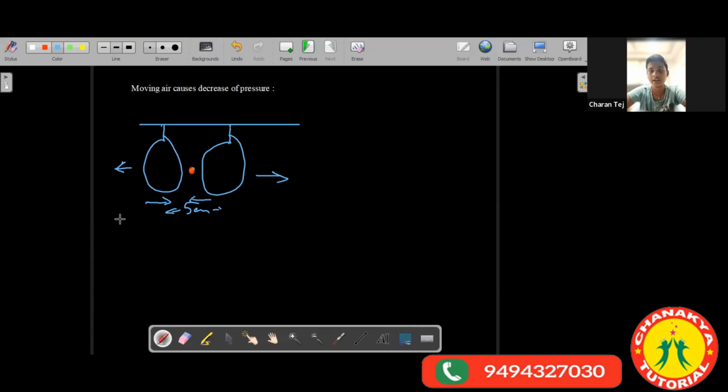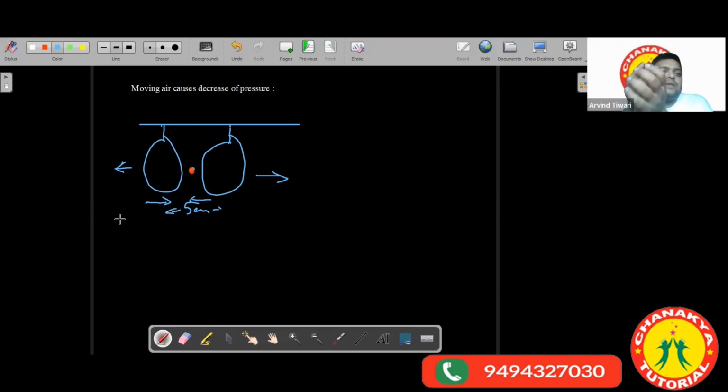Because the pressure decreases. Yes, because when you are blowing air, moving air causes the pressure to decrease. So when you blow air, air starts moving through it, here pressure decreases. Here you will have low pressure and here you will have high pressure. As a result, balloons will not move away from each other. They will move towards each other. They will be pressed towards each other. They will move like this.